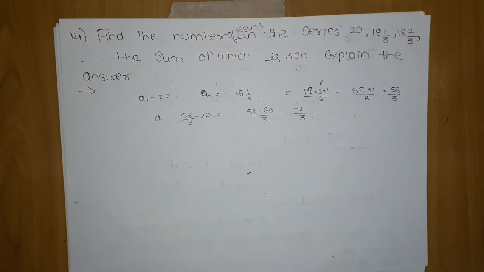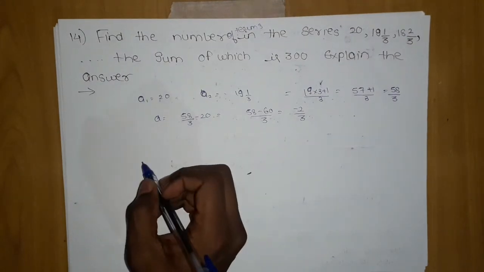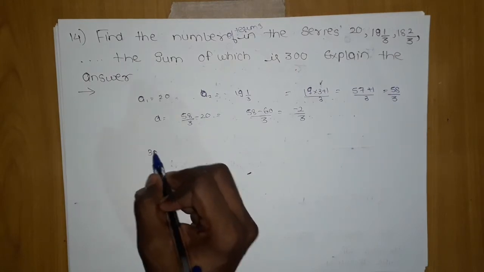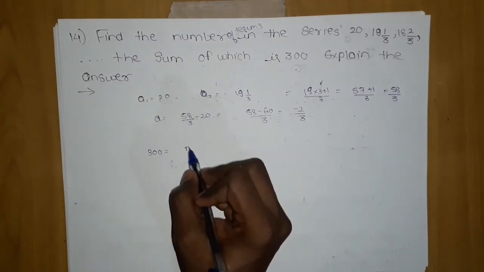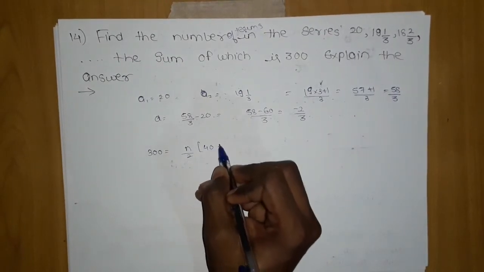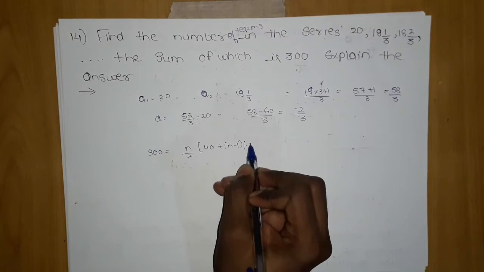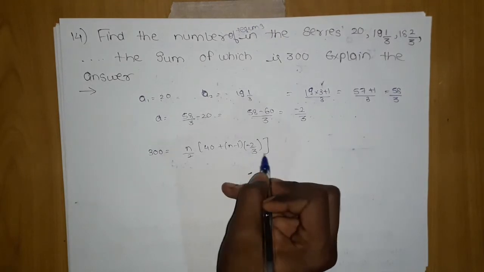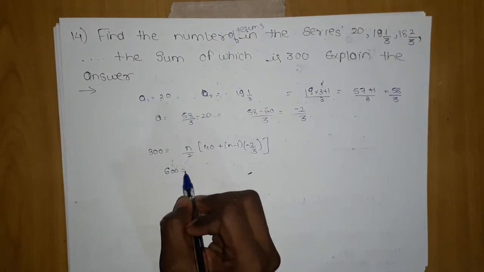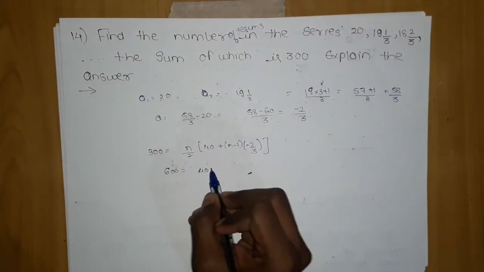Now it is a decreasing series, I came to know about this. Now I want to find n, given that the sum is 300. I can directly use the Sn formula: n upon 2 bracket 2a plus n minus 1 into d. 2a is nothing but 40, plus n minus 1 into d, which was minus 2 by 3. Multiplying by 3, this will become 600 into 40n.